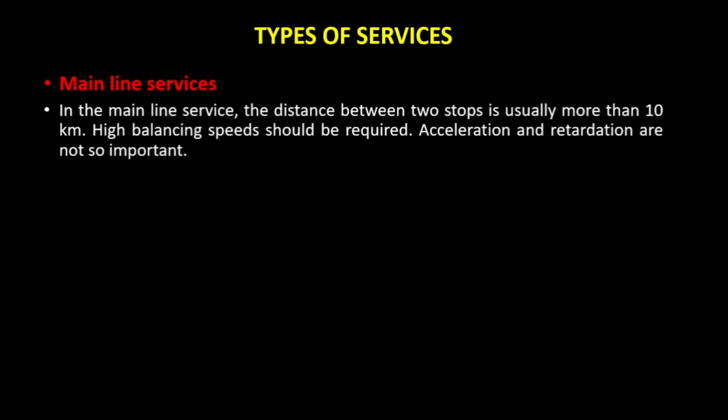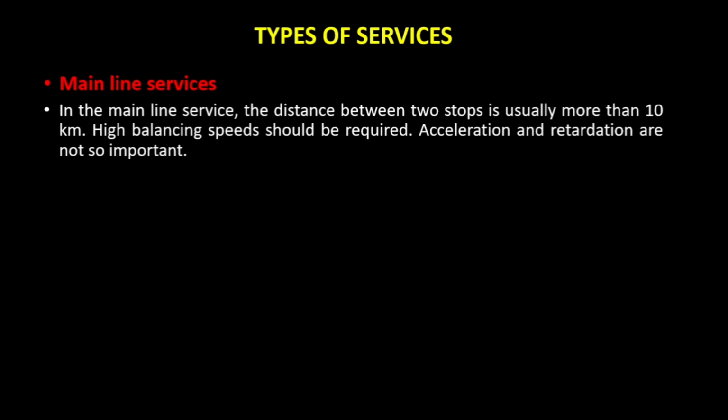Now, types of services. It is broadly categorized into three services. Firstly, the mainline services. Second is the urban services. And thirdly, the suburban services. So now let us understand what a mainline service is. In a mainline service, the distance between the two stops or the two stations should be more than 10 kilometers.